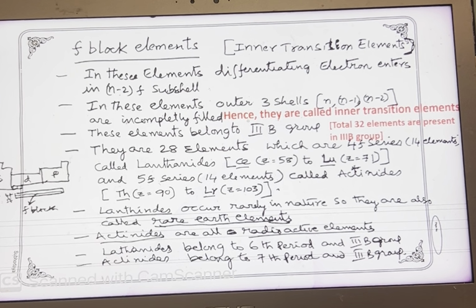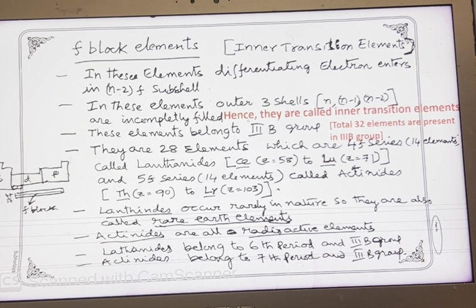In which series are they present? They are in actinides. Actinides belong to which period? 7th period. Lanthanides belong to which period? 6th period. Lanthanides and actinides, or F block elements, belong to which group? 3rd B group. How many elements are present in 3rd B group? 32 elements. So these are the many bits we will get in F block elements.